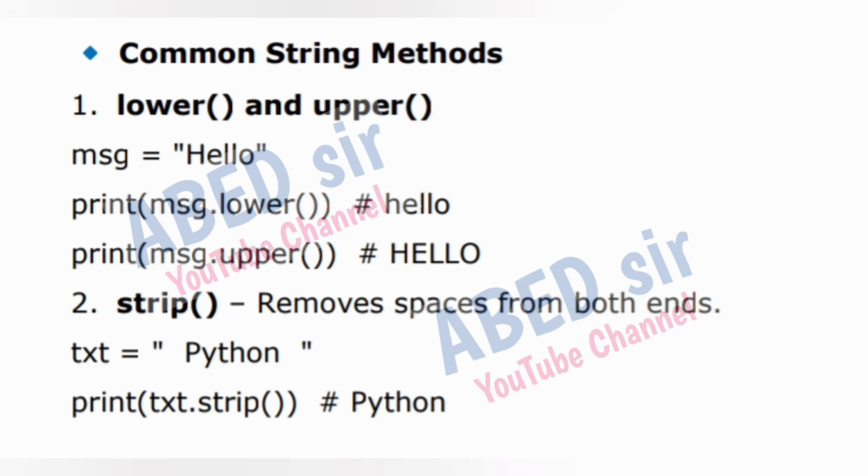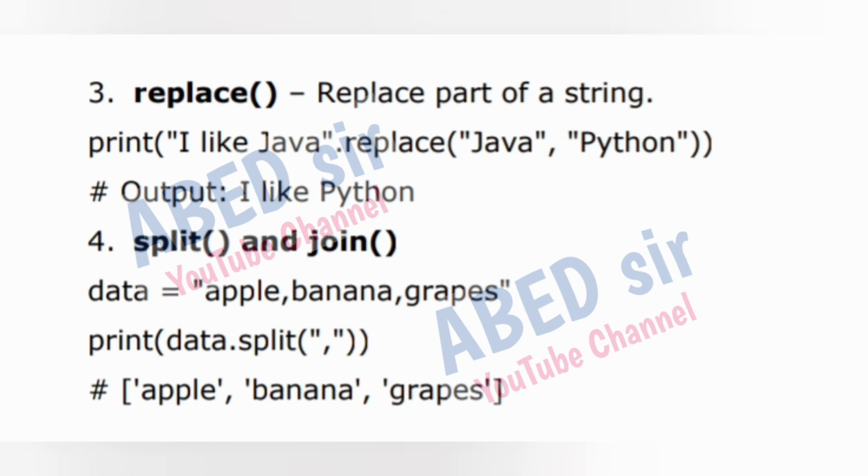Common string methods. 1. lower and upper. msg = "Hello". print(msg.lower()), print(msg.upper()). 2. strip removes spaces from both ends. txt = " Python ". print(txt.strip()) # Python. 3. replace part of a string. print("I like Java".replace("Java", "Python")) # output I like Python.